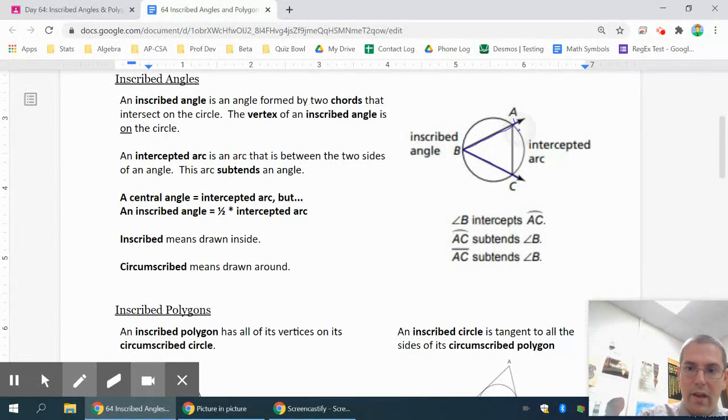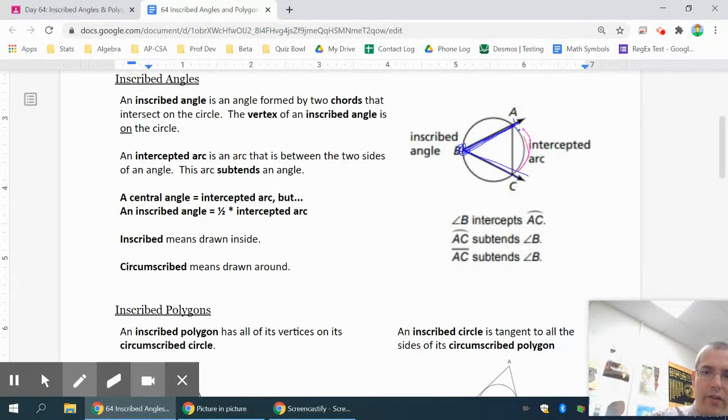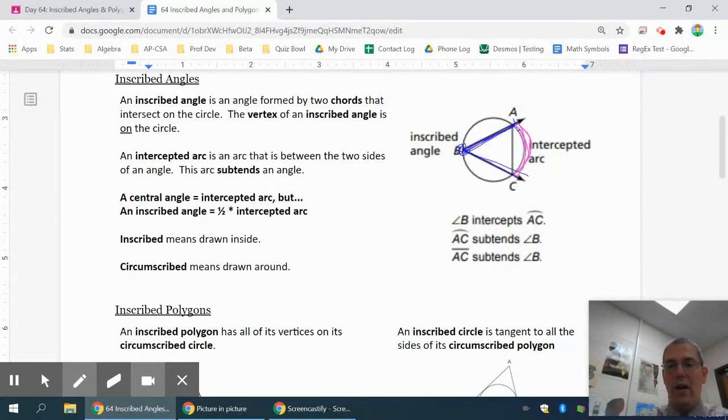You can see that there's two chords that intersect, and the vertex actually touches the edge of the circle, and that blue angle is the inscribed angle. You would say the intercepted arc is the arc that goes between that inscribed angle. And there's a very important theorem. It basically says that if your inscribed angle is, we'll go with this way for starters.